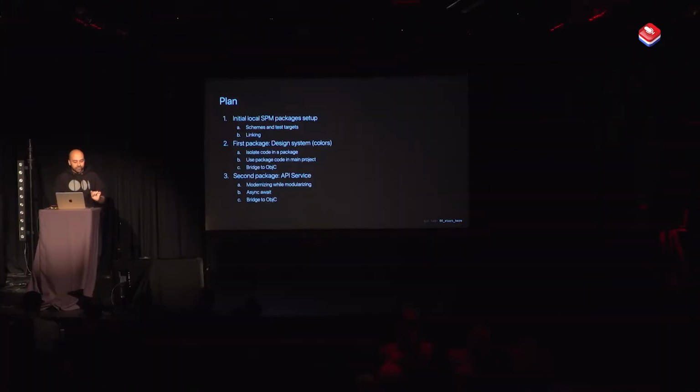And the first package we're going to do is just take this design system that I showed you, put it in isolation, and then start using it in Swift and Objective-C in the main project. And then we're going to do it with the API service, and this time we're going to try and modernize it a bit. Maybe use some async await, and I'm going to try and show you some cool stuff about using async await in Objective-C. Don't throw anything at me, please.